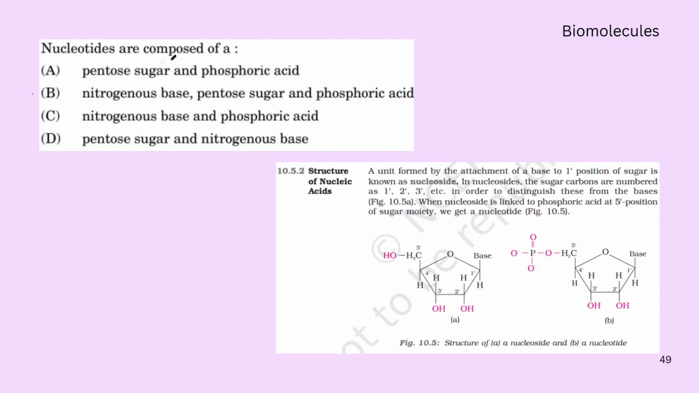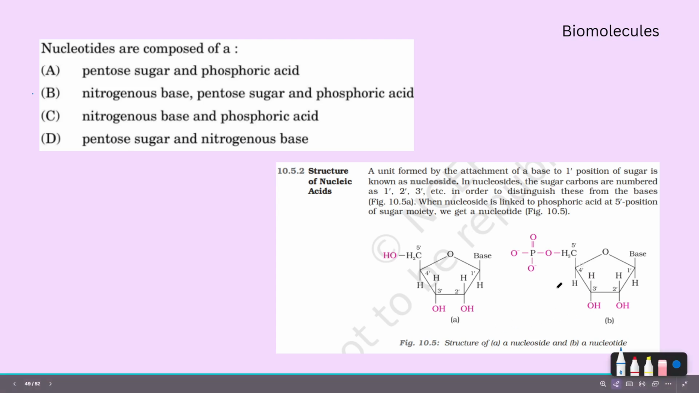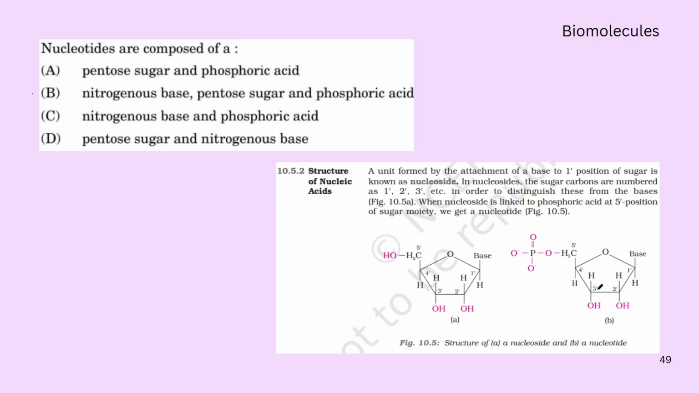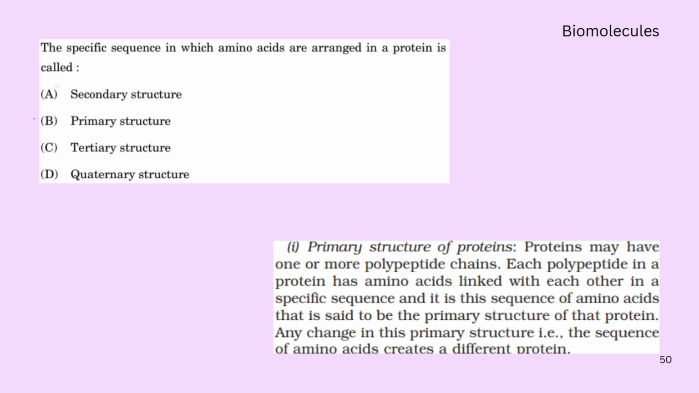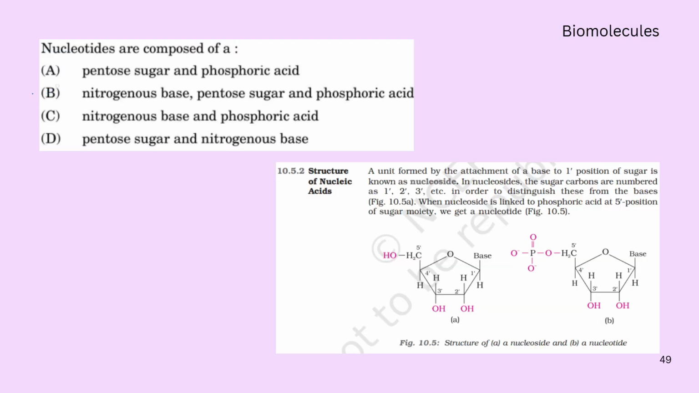The next one, nucleotides are composed of, where is it? Here. You have a base, the nitrogenous base. You have the sugar, which is the pentose sugar, and the phosphoric acid. All these three components together make the nucleotides. See, I told you, biomolecules is easy. You got this. Okay. Did I skip a question?